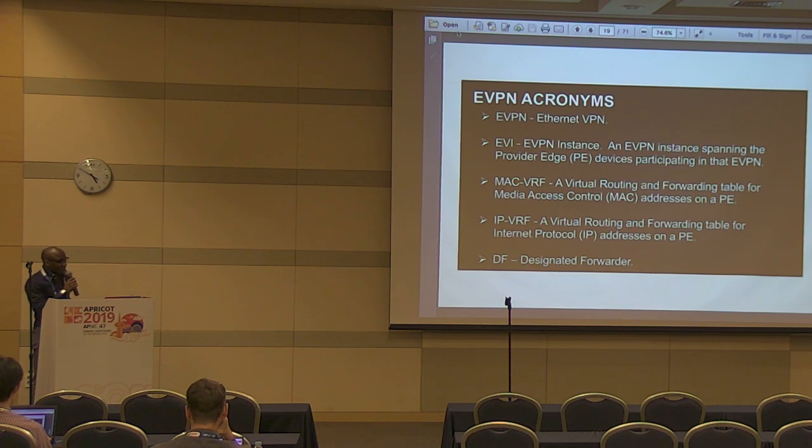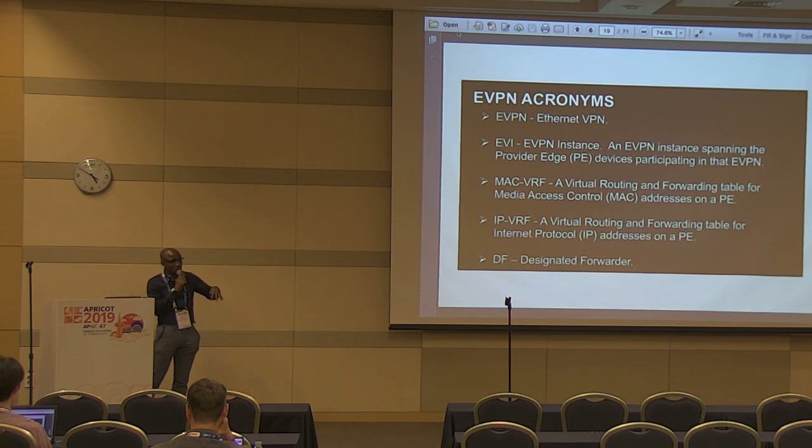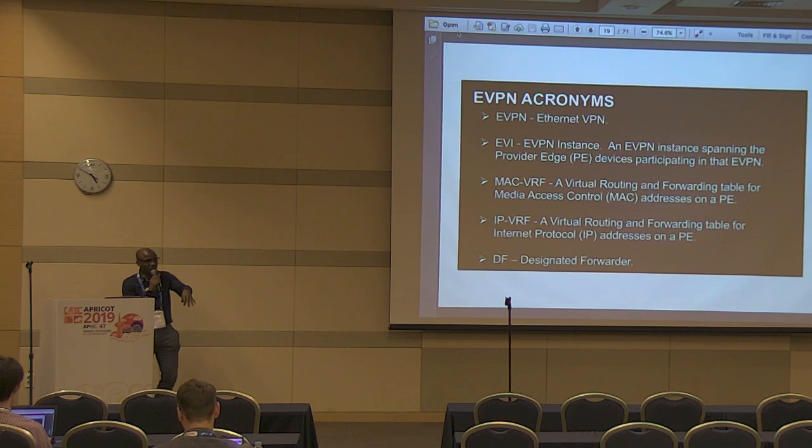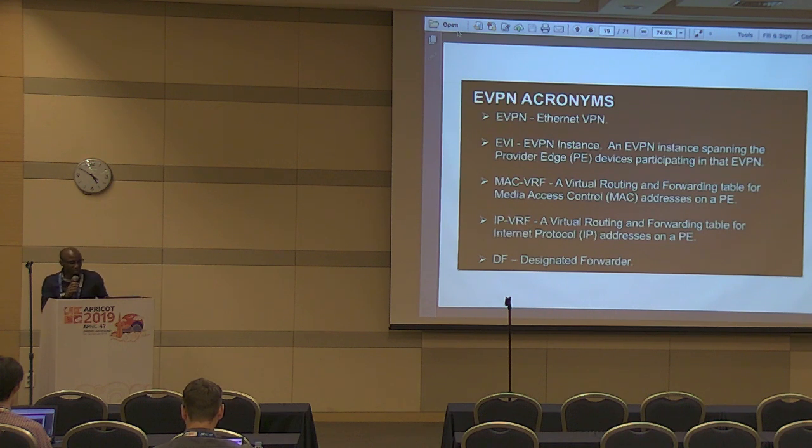DF is the designated forwarder. Basically, this decides, if you have two devices serving the same Ethernet segment, to avoid loops and duplicate traffic, only one of them is allowed to send BUM traffic back to that Ethernet segment. We're going to go through details of how the election happens for the designated forwarder.